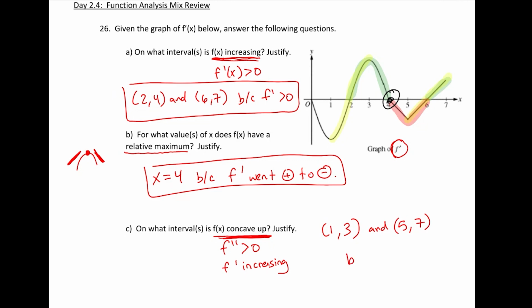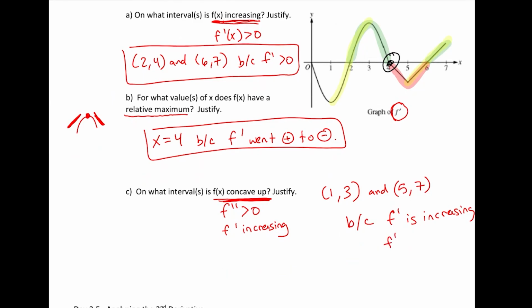Okay, and the reason for that, our justification, is because we don't really want to reference f double prime since we're not given that, but we want to say f prime is increasing, or if you want to be even more specific, you could say f prime has a positive slope. Either one of these justifications is probably going to be okay. But you want to communicate the idea. You could say f double prime is positive, but since we don't really have any information about f double prime, I don't think that is really the ideal justification here.